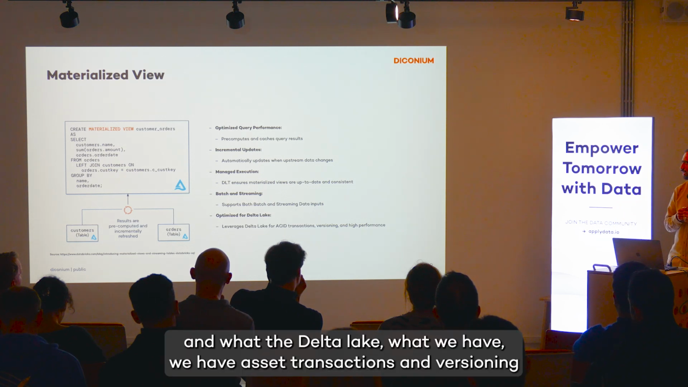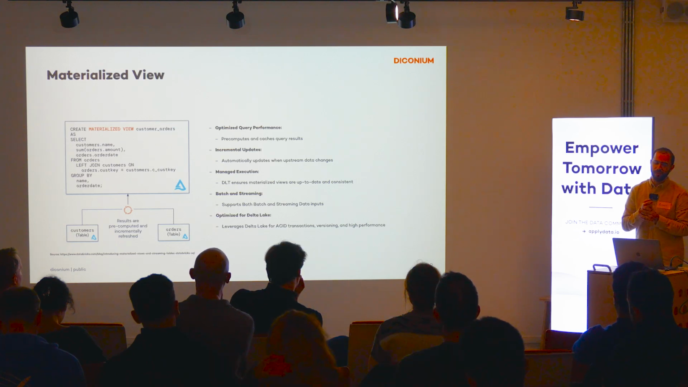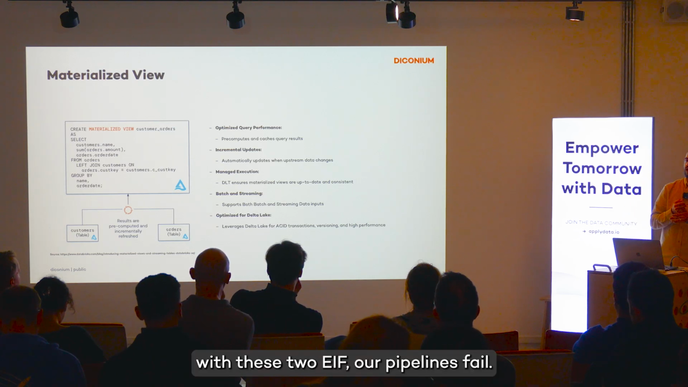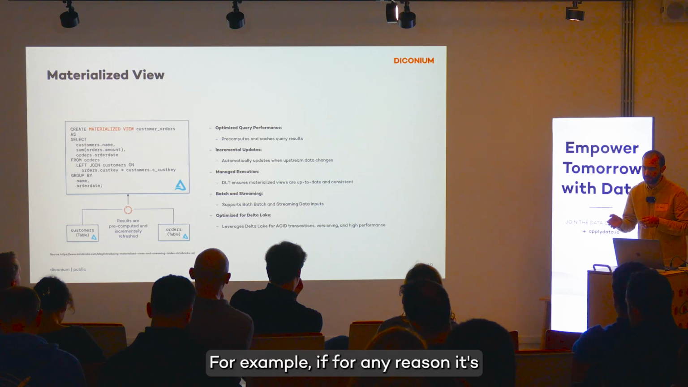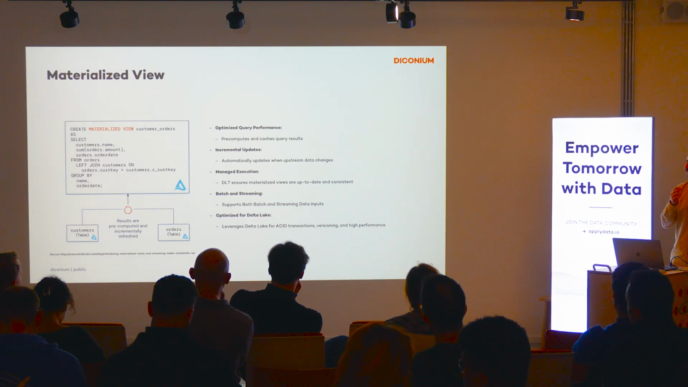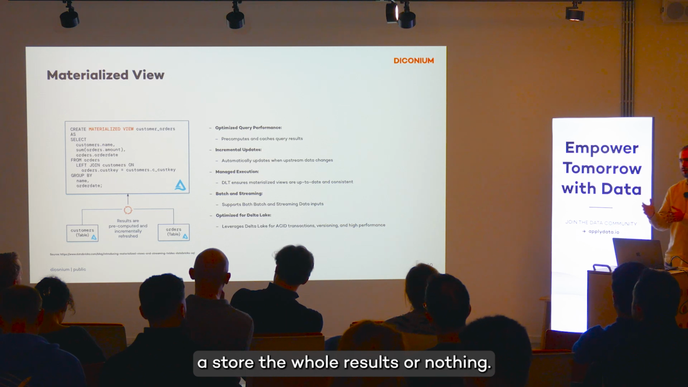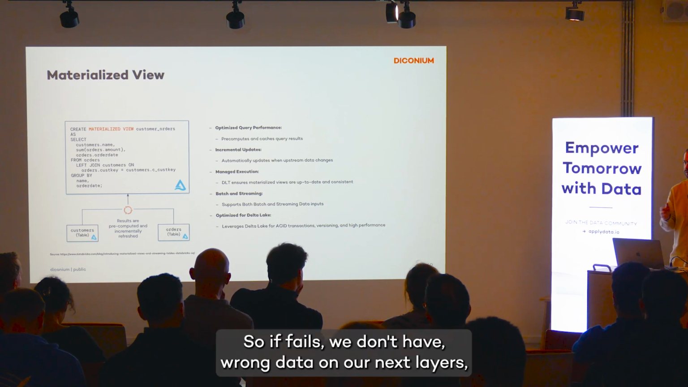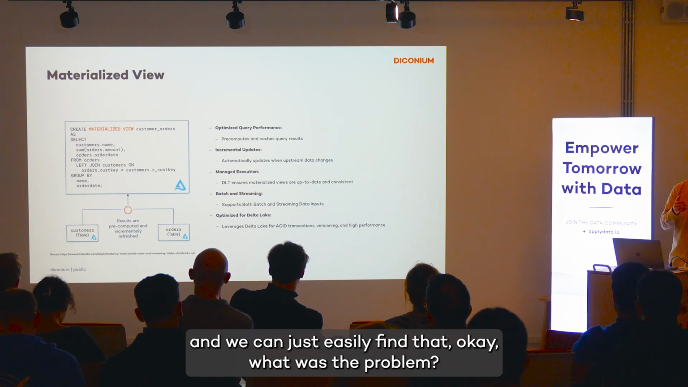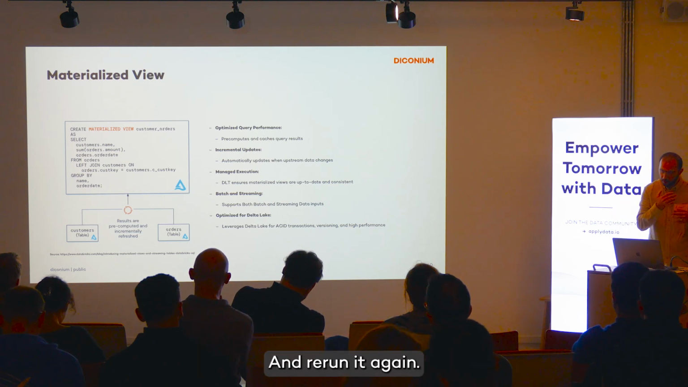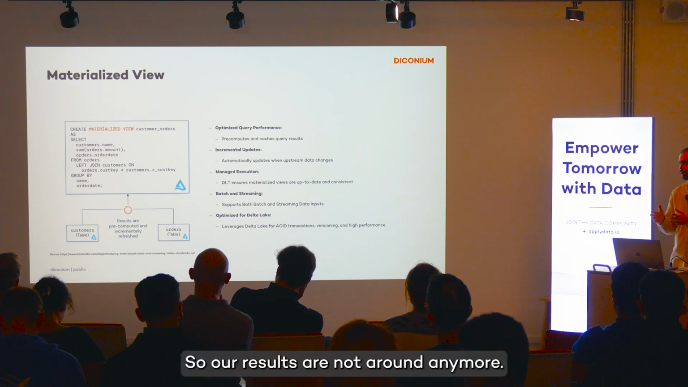With Delta Lake, we have ACID transactions and versioning. With these two, if our pipelines fail for any reason, it stores the whole result or nothing. So if it fails, we don't have wrong data in our next layers, and we can easily find what the problem was and rerun it again. So our results are not wrong anymore.